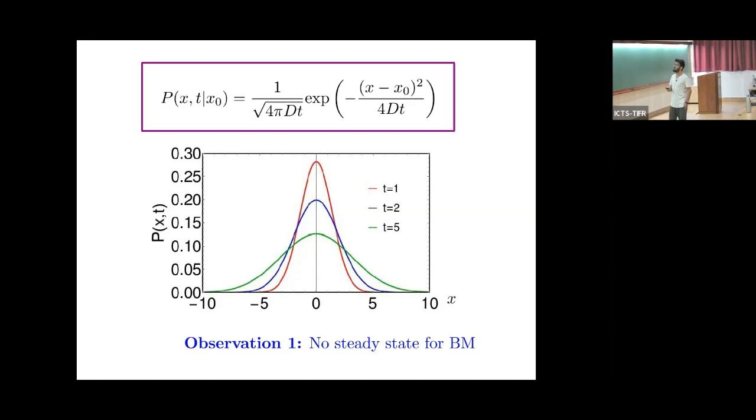But one key observation about this system is that the distribution is always in the transient state. If you increase time, it will keep on changing. It doesn't go to any steady state. So this is the first observation that I would like to emphasize, that for a Brownian motion on an infinite line, there's no steady state.